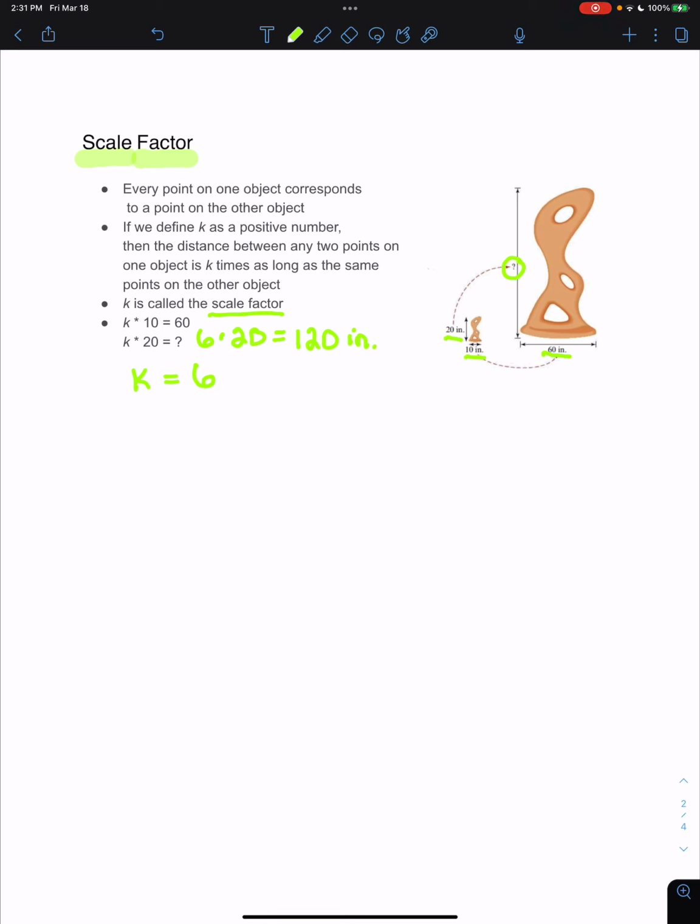So for any point on the model, the distance between that point and another point on the model is going to be multiplied by that scale factor to find the same distance on the actual object.